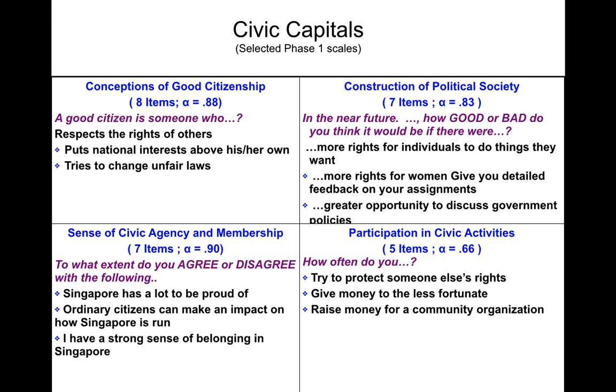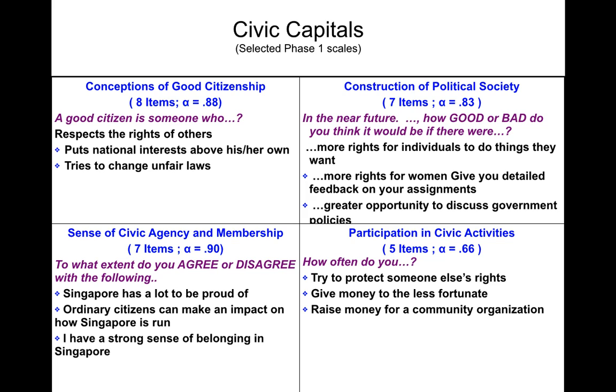If you notice, the items are identified, and right next to it is a Greek sign. That's actually Cronbach alpha. And for the top left corner, the Cronbach alpha is 0.88. For construction of political society, the Cronbach alpha is 0.83. For sense of civic agency and membership, the Cronbach alpha is 0.90. And for participation in civic activities, the Cronbach alpha is 0.66.